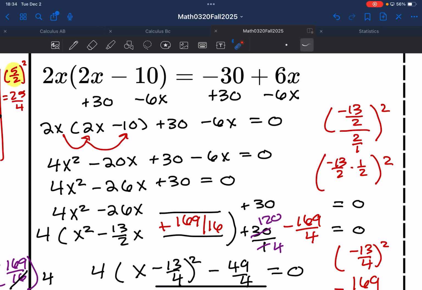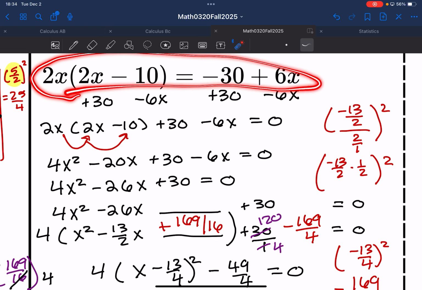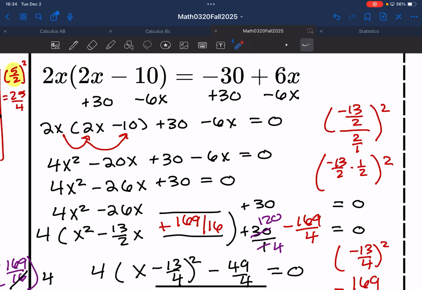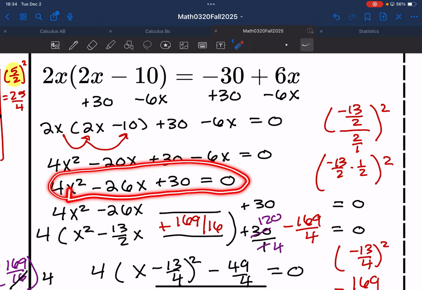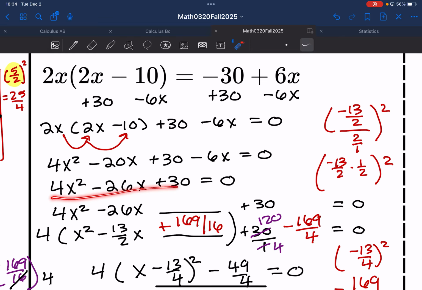Okay, so our very first step here is I noticed I had this problem that was not a quadratic. So I had to simplify it by making it equal to 0. That was my very first step. So when I made it equal to 0, I added the 30 over, subtracted the 6x, and then distributed the 2x. And then I got this. This was my quadratic equation. So before I could even complete the square, I needed the quadratic equation. Okay? Then I started completing the square.